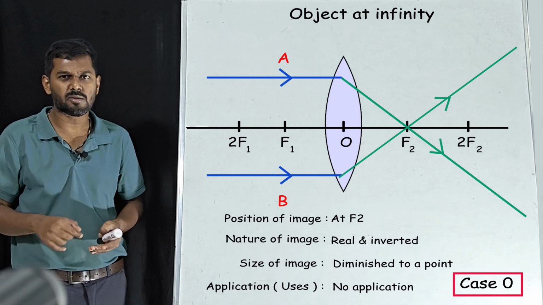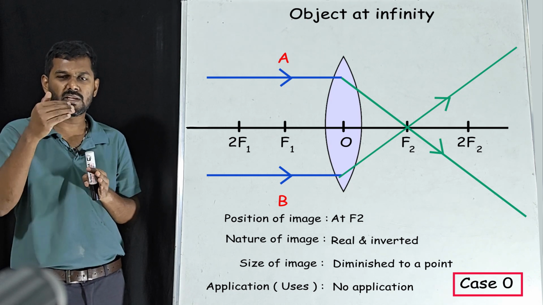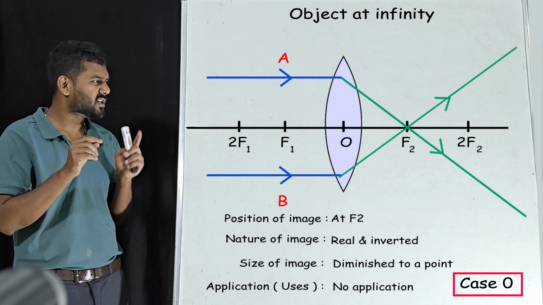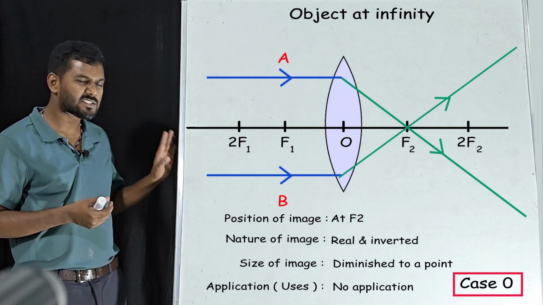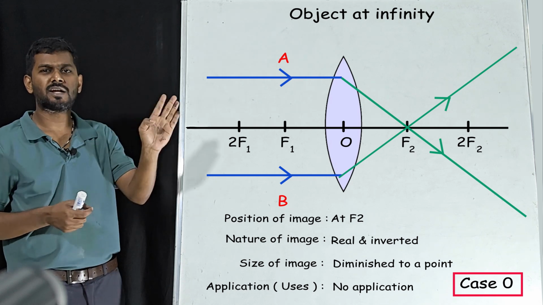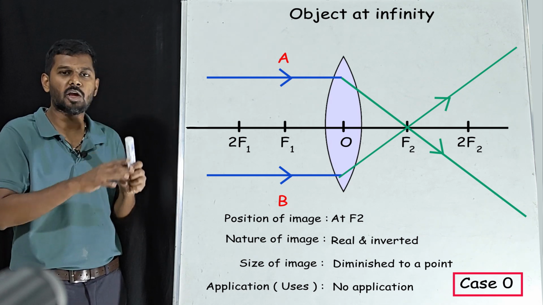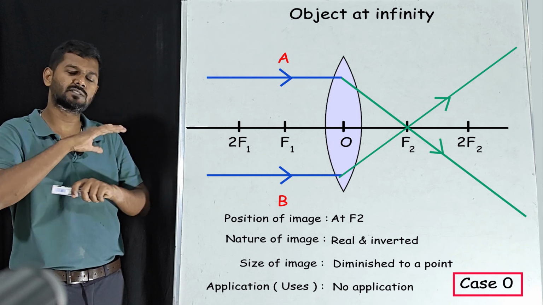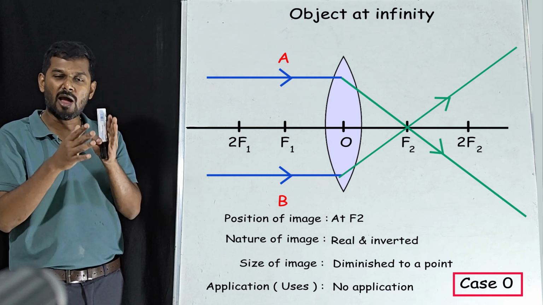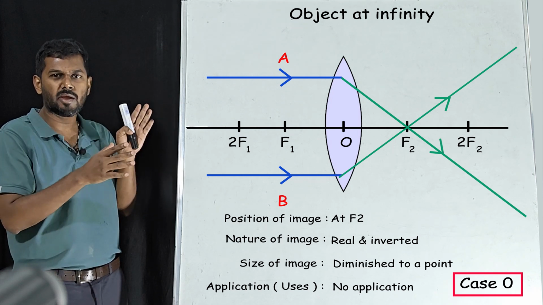These are the three different magnifications. There is nothing but three different sizes. Position we can say based on the ray diagram. For this case, the position of the image is at F2. Okay, like this we are going to draw the ray diagram for both the lenses in all the cases. You have to learn properly one by one.